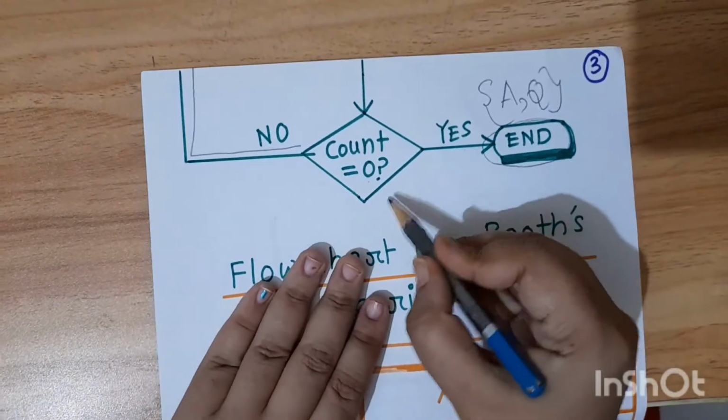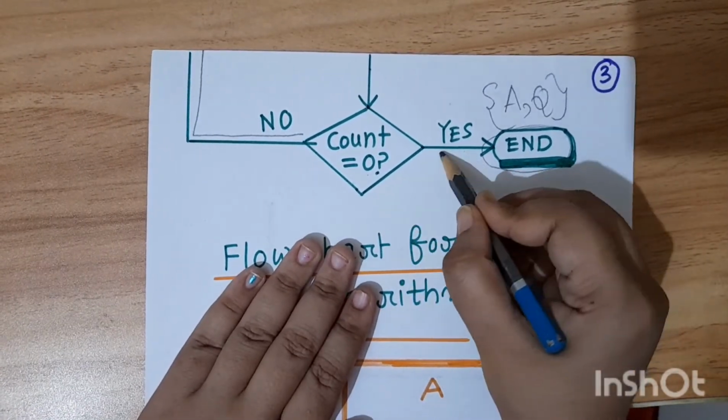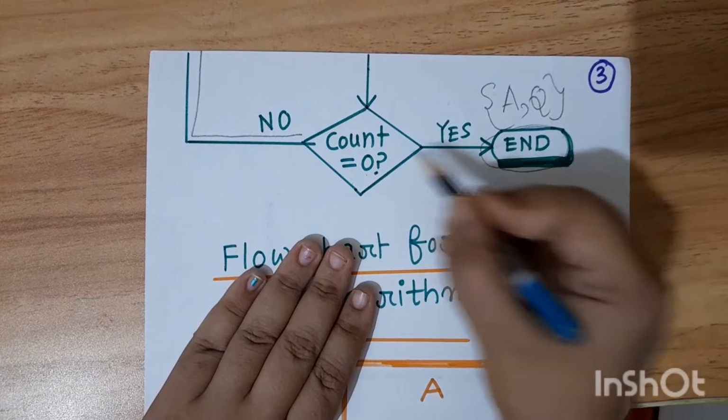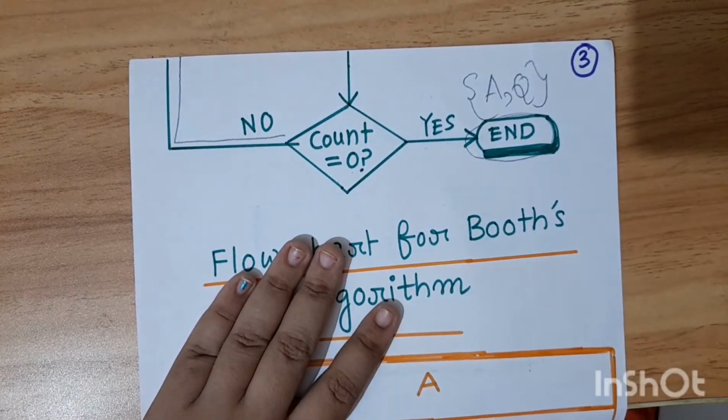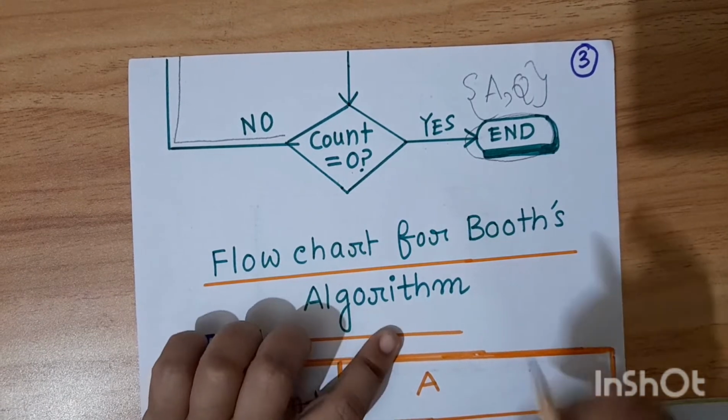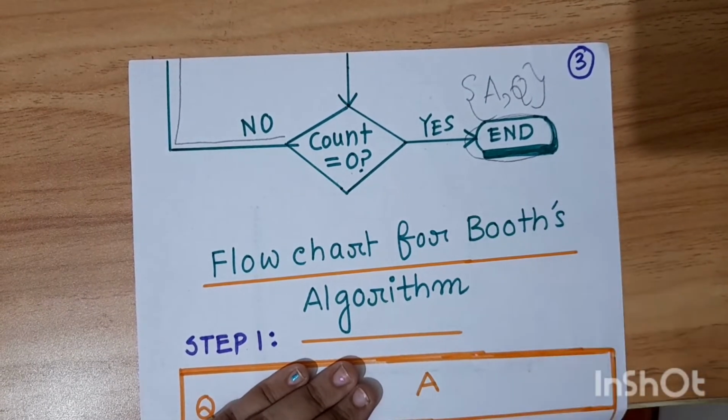We will again check whether Q is equal to 0 or not. If so, we will come out of the loop. If not, we will again repeat the iteration. We will go through the loop and do the iteration. Okay. This is the flowchart of the Booth's algorithm.